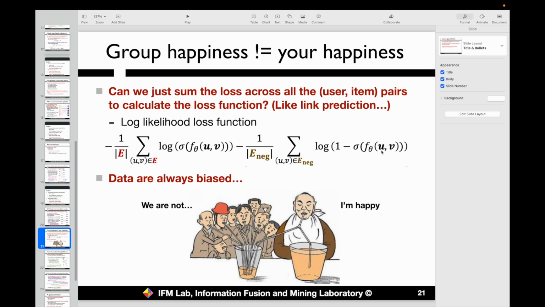This will be very similar to the linear prediction loss function we defined before. We want to differentiate the positive instances from the negative ones by defining the loss function for the recommender system with this log likelihood loss function, as we show here.